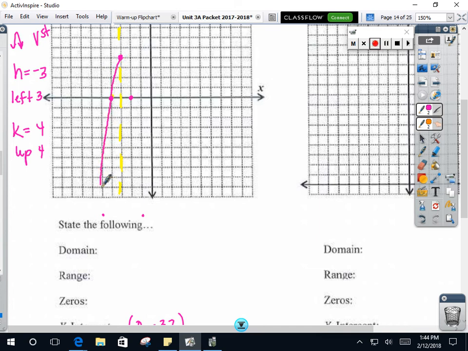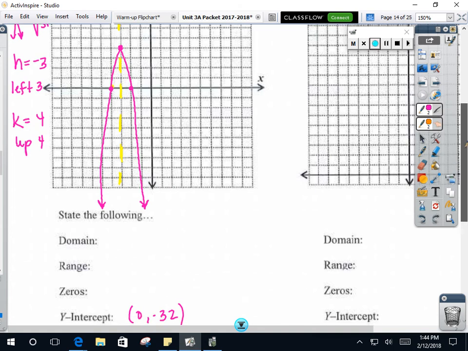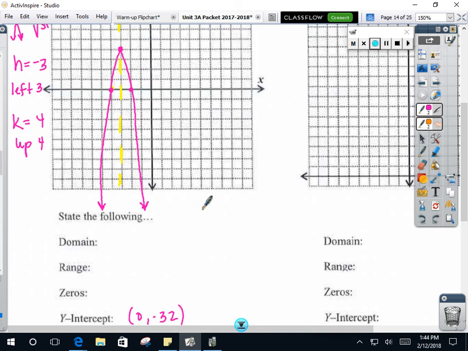Why is it so skinny? Because of the 4. 4 is greater than 1, and so it's skinnier because of the stretch. What is the domain? Correct. It goes left forever and it goes right forever. I know it's going down on both sides, but as it's going down on both sides, isn't it also moving out left and right forever? What is the range?